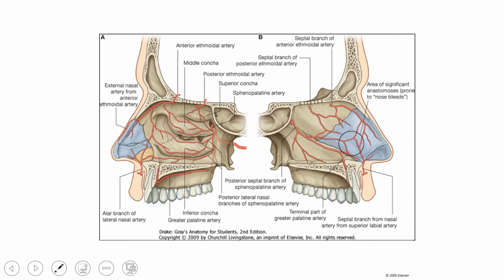So this is the atlas view showing the arterial supply of the lateral wall. As I have already told, the branches from the anterior ethmoidal artery, the branches from the nasal artery, the greater palatine artery, the sphenopalatine, all of which reach the lateral wall to supply. We can also see the picture where the arterial supply of the nasal septum is also appreciated over here.